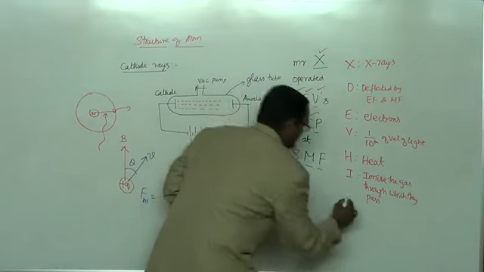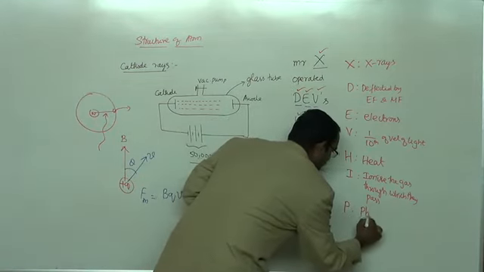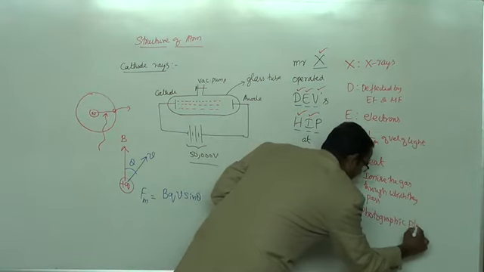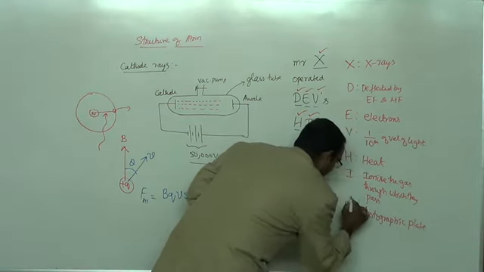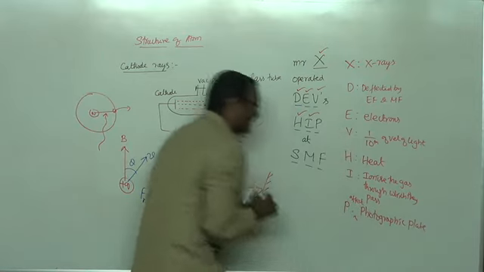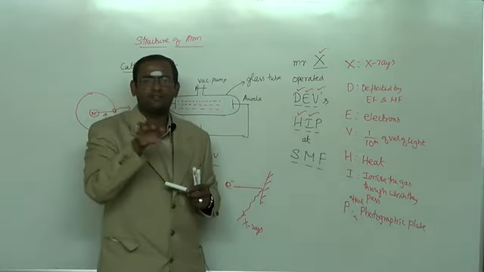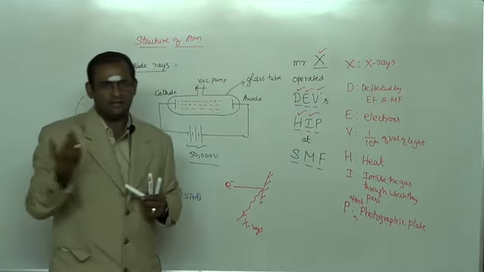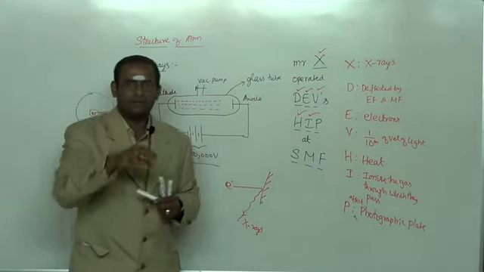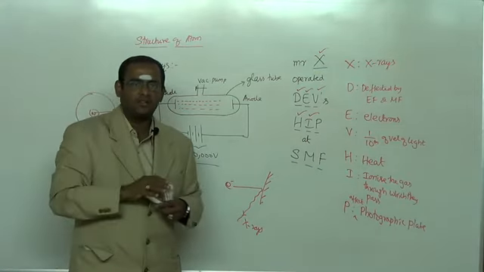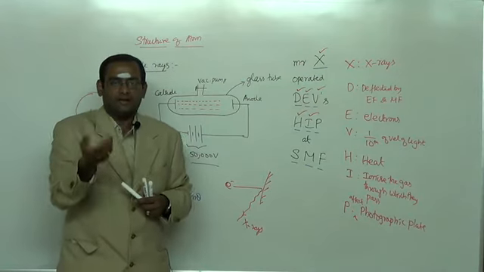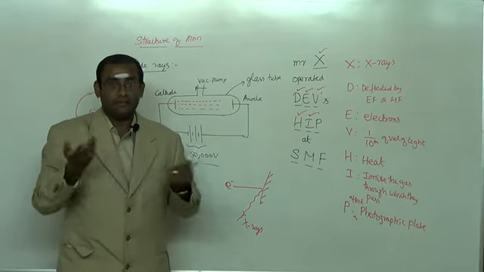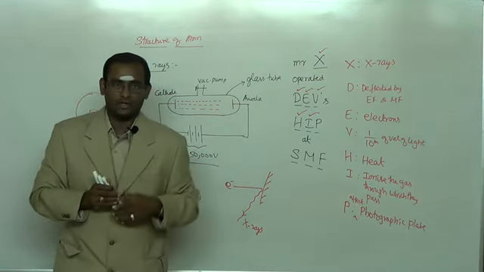Now what does P stand for? P, they affect photographic plate. What do you mean by affect photographic plate? A photographic plate is nothing but a plate coated with some chemicals. Let us not worry about the composition of the chemicals. When these electrons fall on the chemical, a chemical reaction takes place, and that reaction will change the property of the plate, and therefore we say it affects the photographic plate.